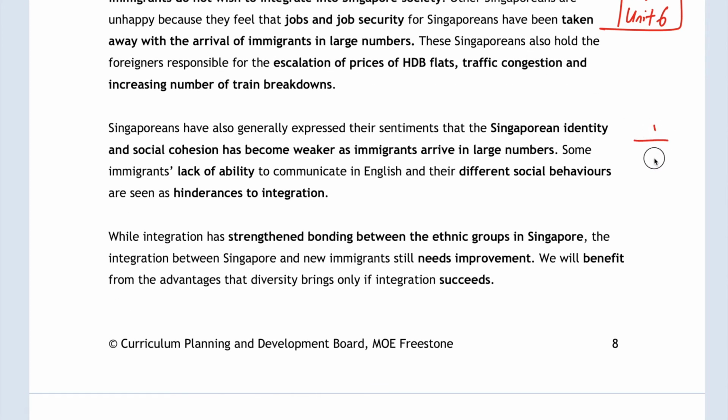As a result, some people express the sentiment that Singaporean identity and cohesion has become weaker. Why? Because more immigrants means fewer so-called true born Singaporeans. Some people who come to Singapore lack the ability to communicate in English, and their different social behaviors are seen as a hindrance to integration. While integration has strengthened the bonds between certain ethnic groups, it still needs a lot of improvement to succeed. This is what we mean by the pros and cons idea. Although it looks good on paper, this might not be the case in reality, so this is for you to evaluate again.